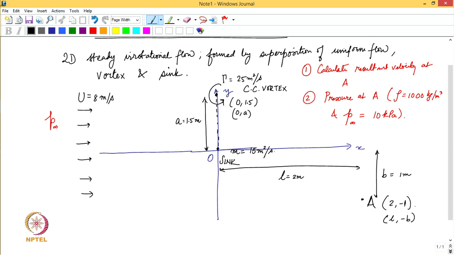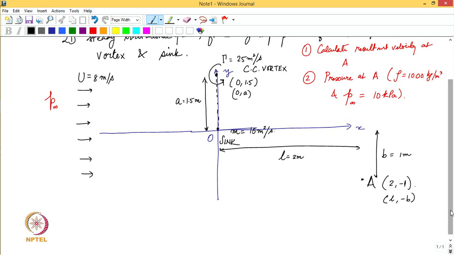Okay. Now, we need to work out the velocities and also the pressure. So, the first thing we should do is look at the velocity, because you know now that in irrotational flows, if I know the velocity, I can use the Bernoulli equation to calculate pressure. So, clearly the way to begin is to calculate velocity.